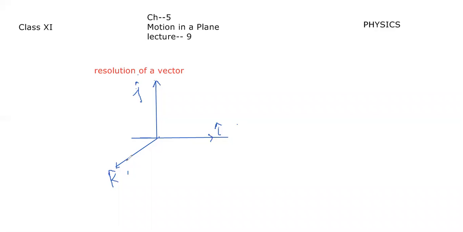So if a vector is resolved along these axes, suppose vector capital A, so we write Ax into i cap plus Ay into j cap plus Az into k cap. In class 11 physics, we generally need the x and y axes, or two axes that are perpendicular to each other. So, how do we write it? See.